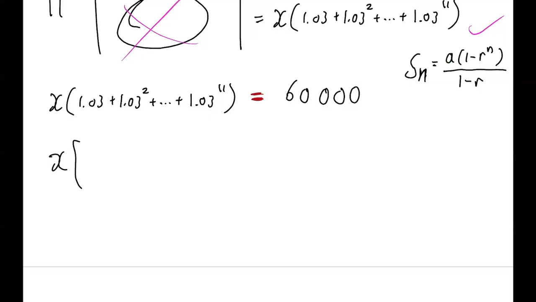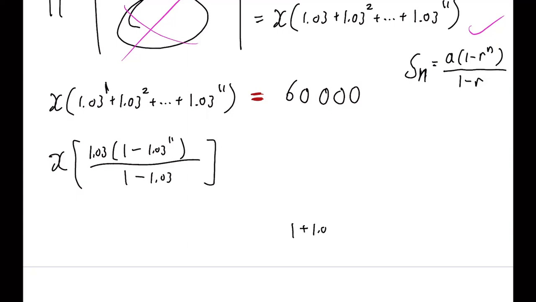The 1.03, open bracket, 1 minus 1.03 to the power of 11, because it starts with power 1. Then over 1 minus 1.03. Very good. Let me ask you a question. If I have 1 plus 1.04, a totally unrelated question, plus 1.04 squared plus 1.04 cubed, can you try to give me the series this time?